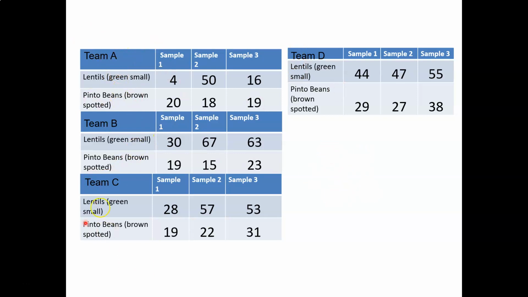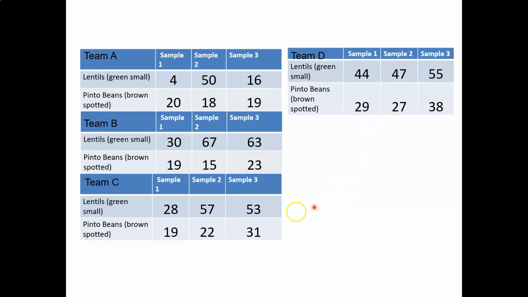We actually did it 3 times. We took sample 1, sample 2, and sample 3. That is roughly about 25%. And we replicated that experiment 4 different times, so that we have 4 different data sets. Each time, for each sample, we counted how many lentils and how many pinto beans there were.